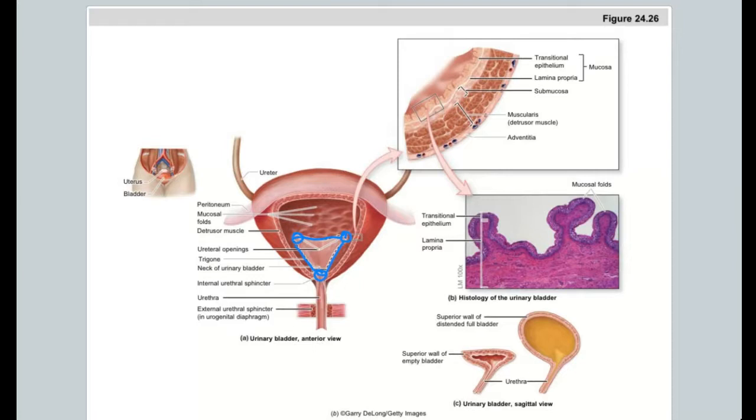Let me see, do we have? We don't. If we had a different view of this, you would be able to see better how the ureter connects. Okay, so the bladder is a little more anterior. The ureters will run along the posterior abdominal wall and then turn anteriorly and connect to the bladder from the posterior side.